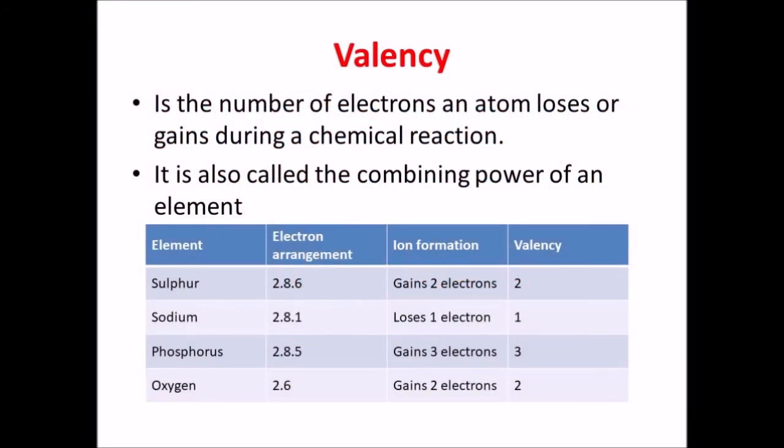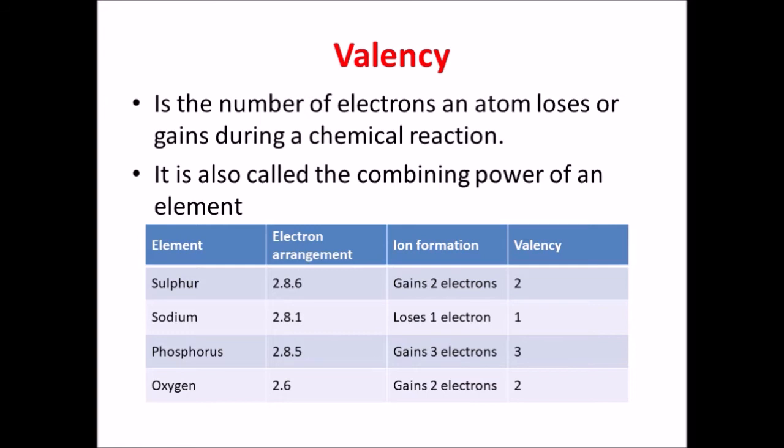Starting with valency, it is the number of electrons an atom loses or gains during a chemical reaction. So we have a number of them listed in the table below. It also refers to the combining power of an element. For example, we look at element sulfur with electron arrangement of 2, 8, 6. So sulfur forms its ion by gaining 2 electrons. Therefore, its valency is 2. So the others will follow.